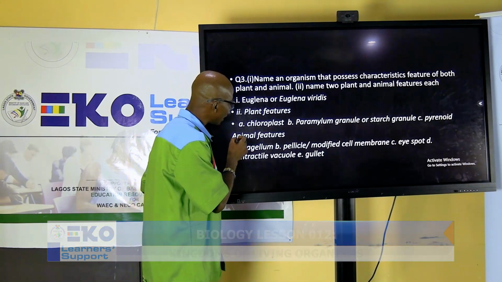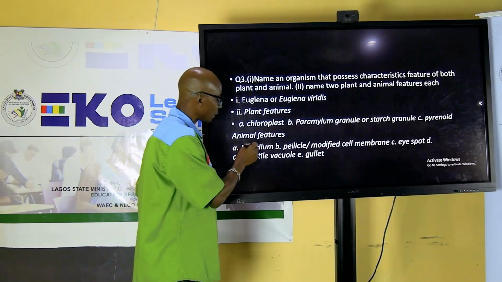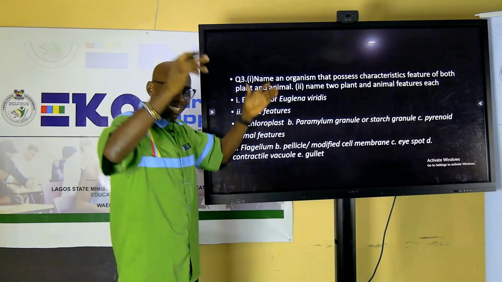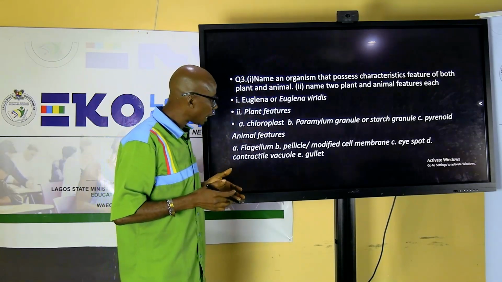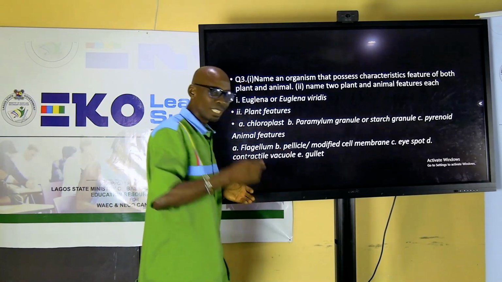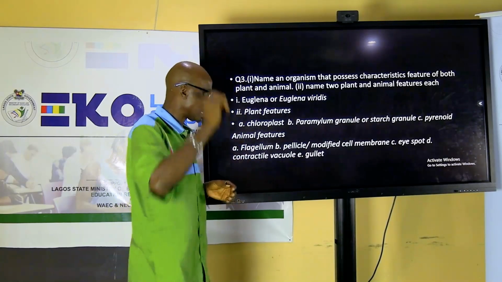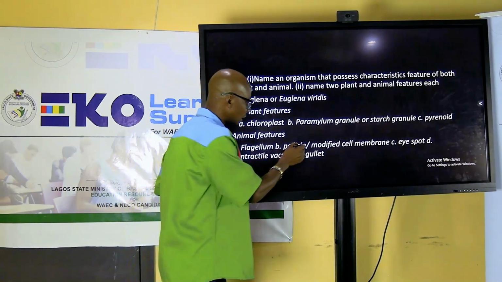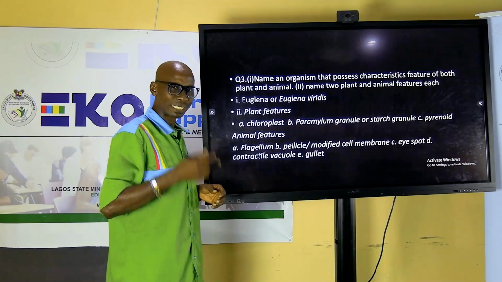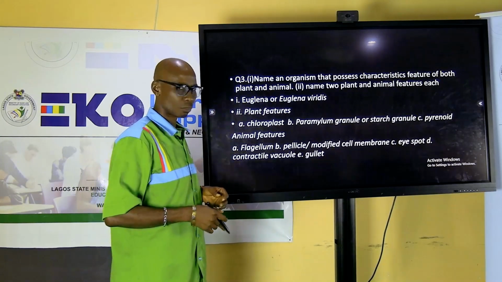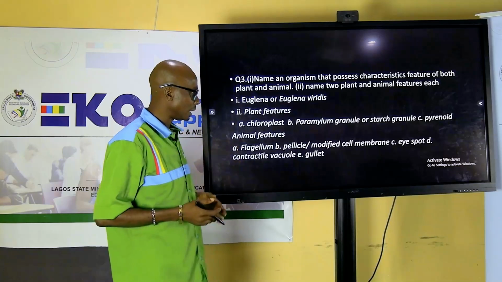The next one is animal features. It has a flagellum for movement. It has a pellicle that gives it distinct shape. Some textbooks say the pellicle is the reason why some regarded Euglena as animal, because the pellicle has been modified. It's a cell wall that has changed, or a cell membrane that has been modified into a different form.